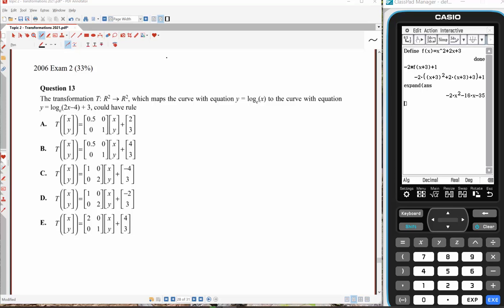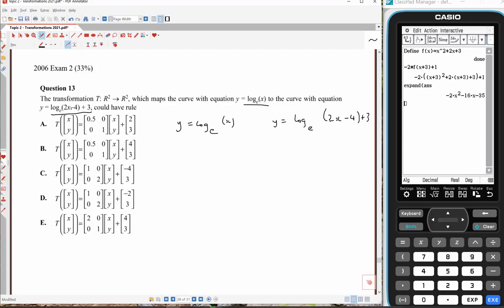All right, so let's work some VCAA transformation problems. So we've got a transformation which maps this function here to this function here. What we will do first, I think, is determine the transformations. So we've got y equals log e x and y equals log e 2x take 4 plus 3.